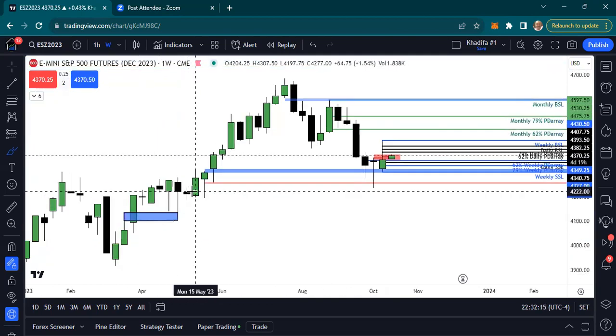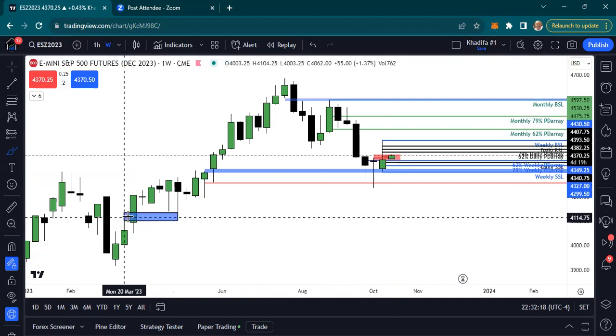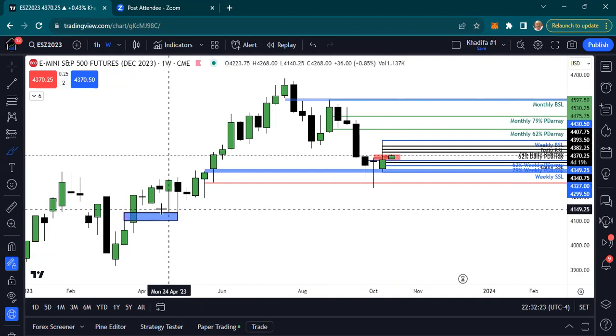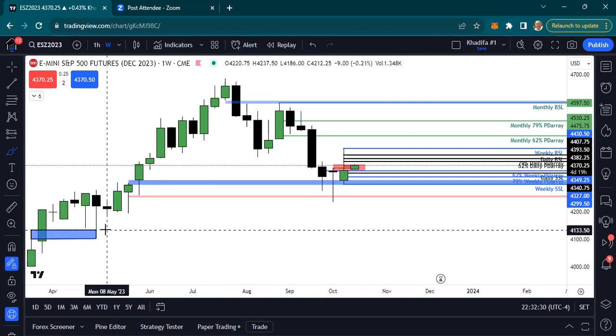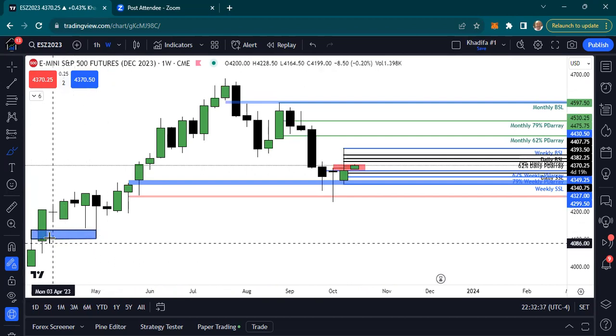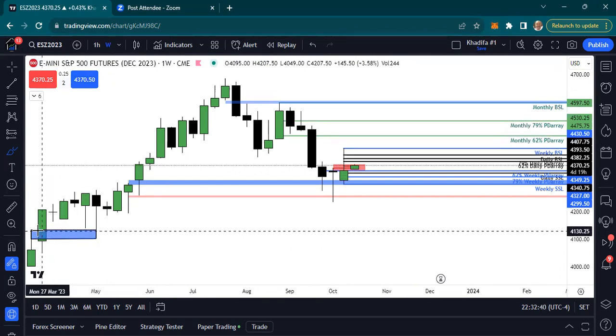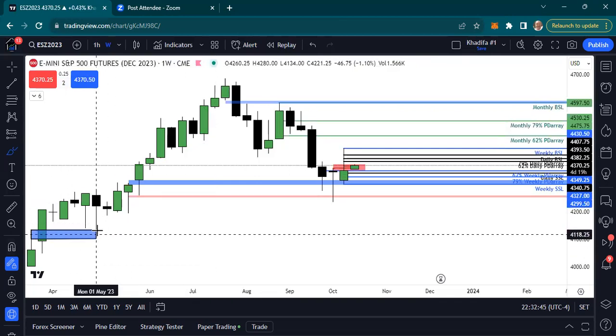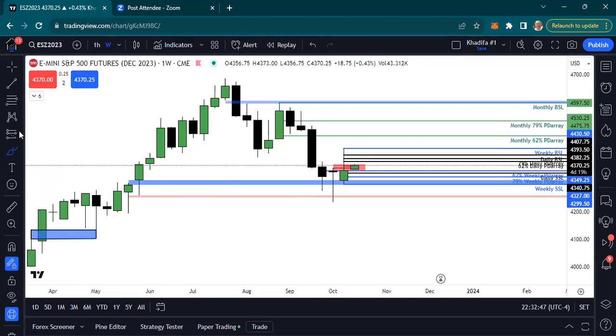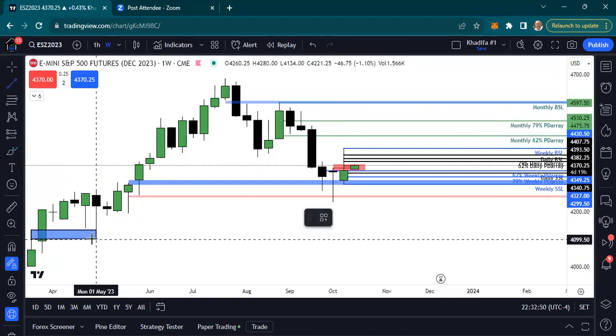And my attention is on this weekly fair value gap that we have right here. I would like to see price reach down and retest this area that we see here, shaded in blue with the black border. So that's where my eyes are drawn to, this sell side liquidity here at this low.